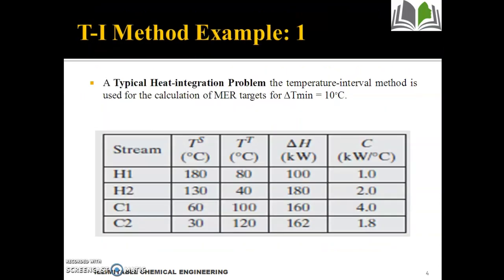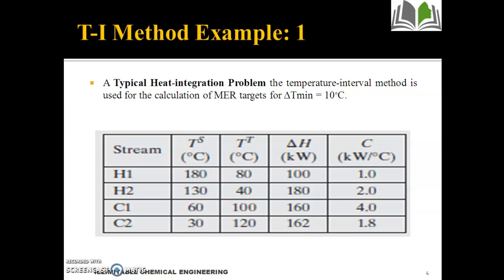So first example of the temperature interval method. A typical heat integration problem: the temperature interval method is used for the calculation of the MER targets for delta T minimum of 10 degrees Celsius. It is given that the minimum approach temperature is 10 degrees Celsius.